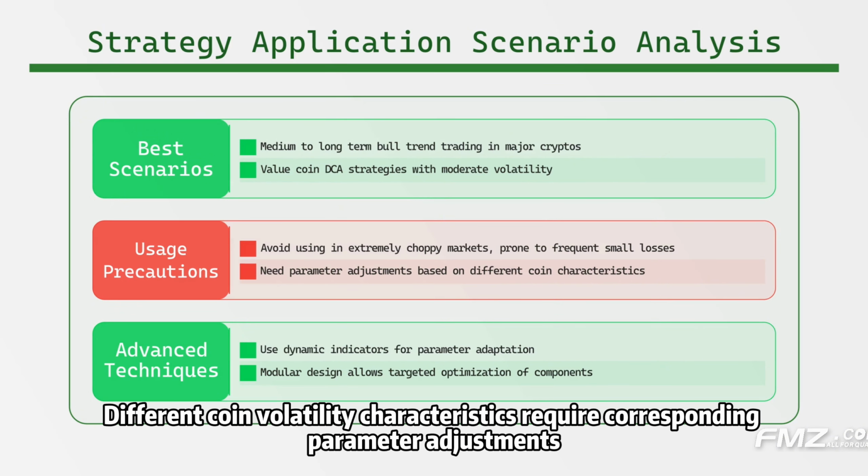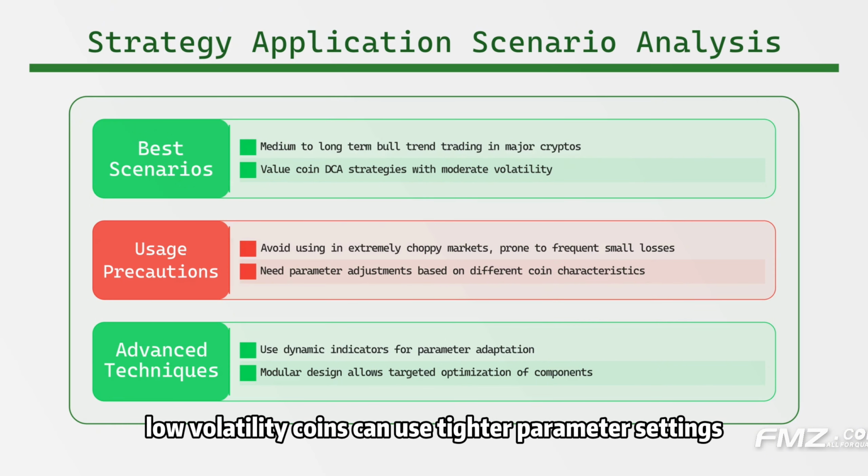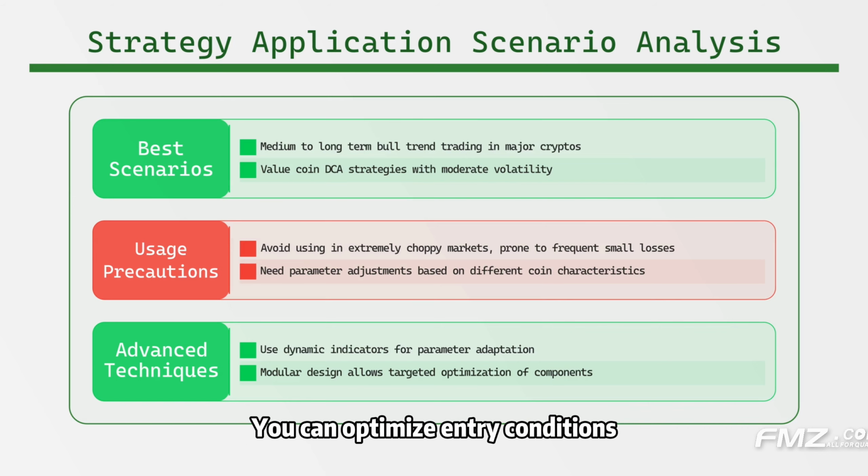Different coin volatility characteristics require corresponding parameter adjustments. High volatility coins need larger ATR multipliers and stop ranges. Low volatility coins can use tighter parameter settings. The strategy's modular design allows targeted optimization. You can optimize entry conditions, adjust capital allocation ratios, or improve stop logic.